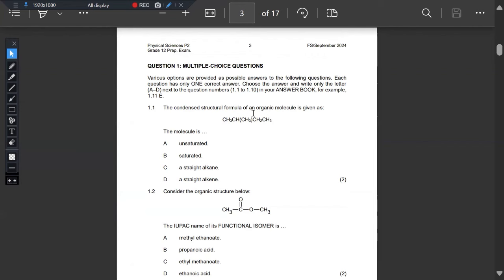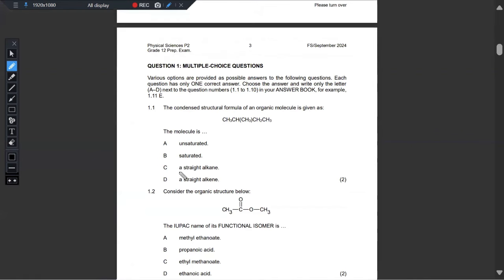The condensed structural formula of an organic molecule is given, right? They ask: is the molecule A unsaturated, B saturated, C a straight alkane, or D a straight alkene. Now, looking at this here, we know that the brackets here, CH3, indicate a methyl branch, right? So this is a methyl branch. Now, the minute it has a branch, it can no longer be straight. So that means we'll eliminate C and D. Those ones are completely incorrect, meaning now we have to decide between A and B which one is correct.